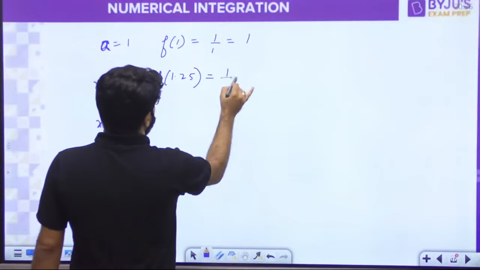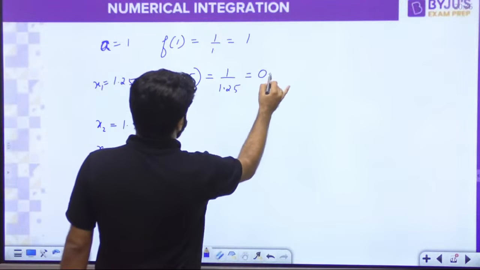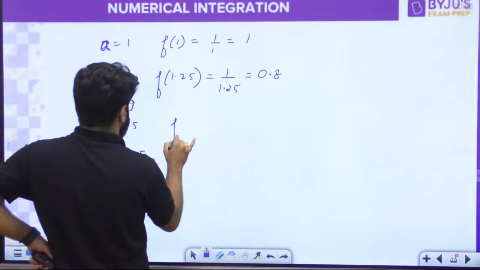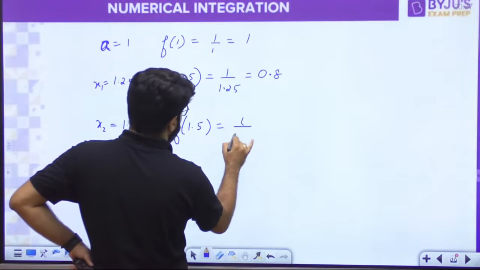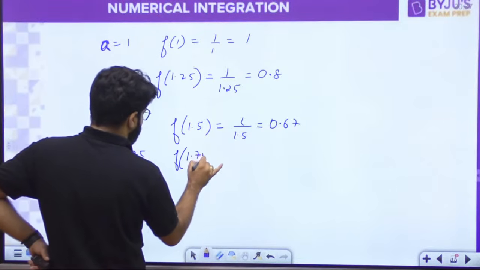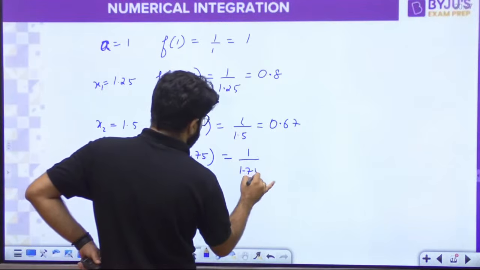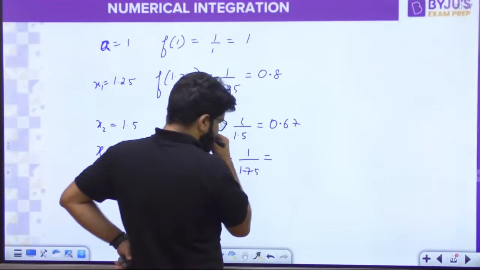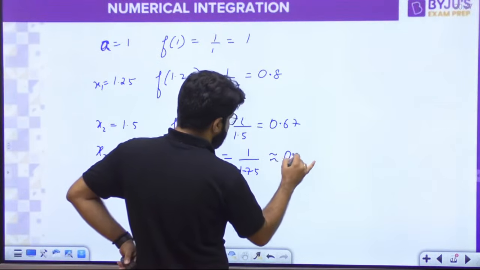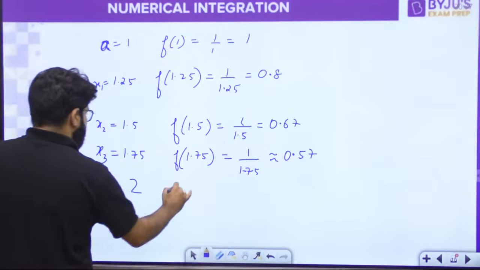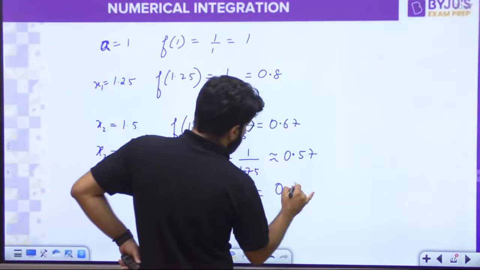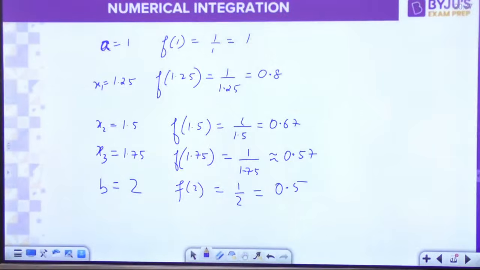What is f of 1.25? 1 divided by 1.25, so that is just like 4 by 5. ये 0.8 हो जाएगा. Then f of 1.5, 1 upon 1.5, like 2 by 3, 0.67. f of 1.75, 1 upon 1.75, just like 4 by 7, तो near about ये हो जाएगा 0.57. And finally f of 2. What is f of 2? 1 by 2, and this one is 0.5. ठीक है? Put down the value.